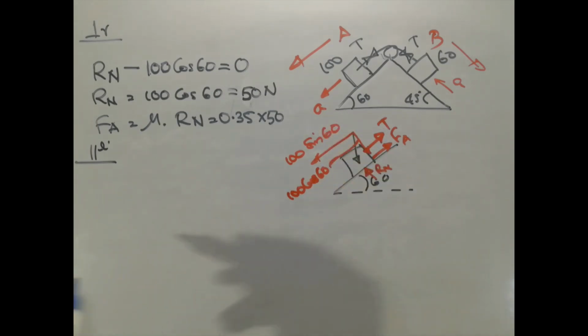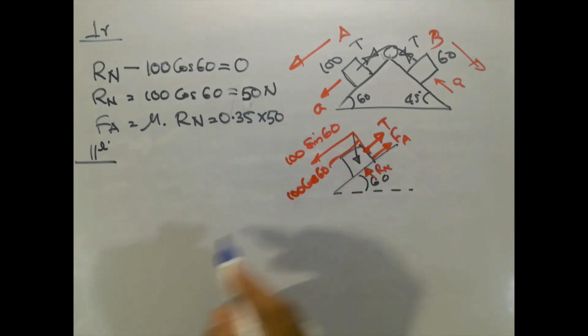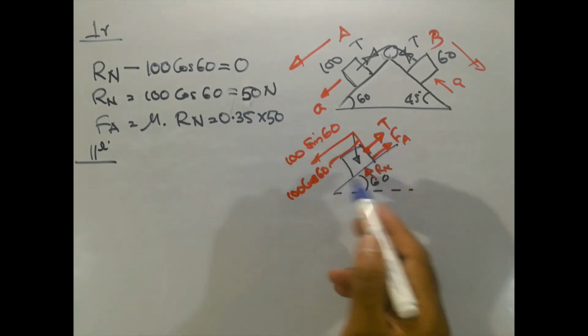Parallel to the plane, these are the forces acting on block A, and we will write the equation as follows. We will consider 100 sin 60 as positive because it is in the direction of motion of the block.